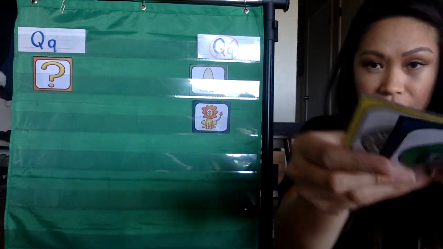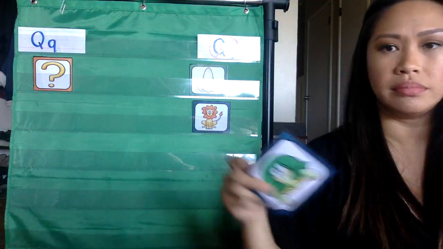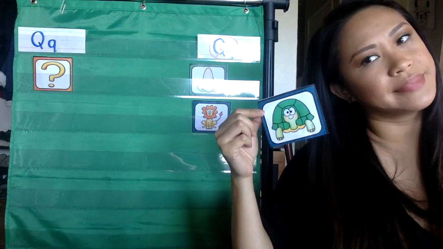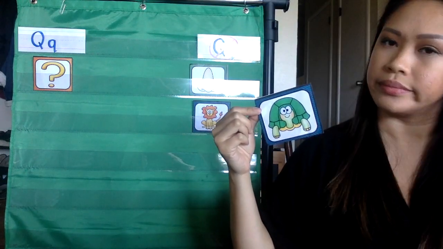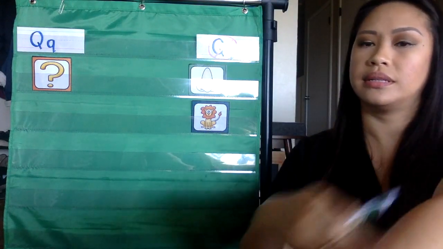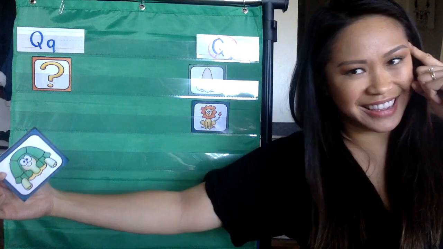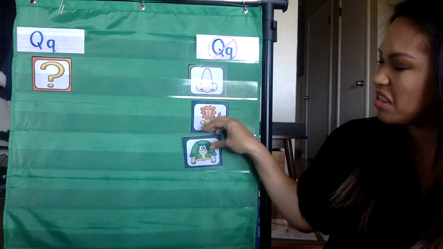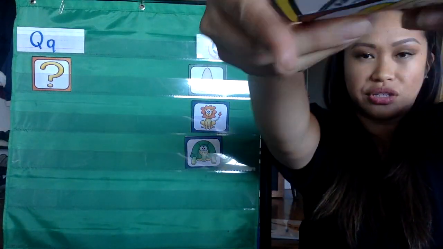Next, boy or girl, can you please pick the next one? Great choice. Think about it. Turtle. Turtle. What's the beginning sound for turtle? Yeah, that's a T. Does that belong there? Great thinking. Yeah, it belongs on this side. It does not have a Q sound. Qu. All right, we have two more.